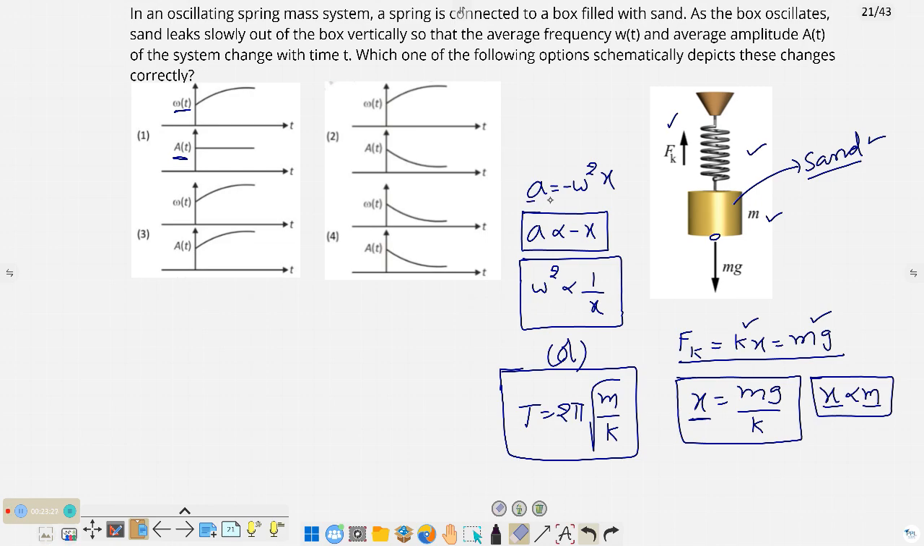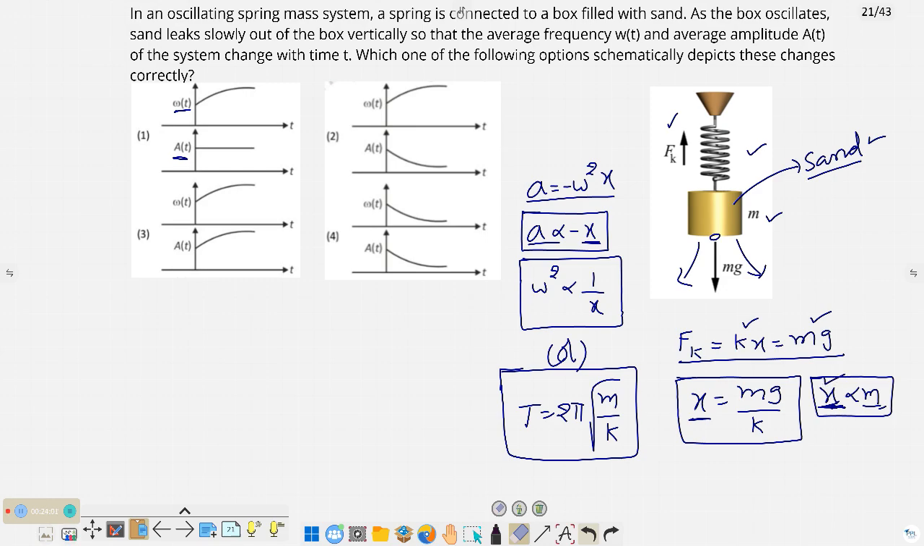According to our concept of oscillation, while oscillating, acceleration is proportional and opposite to displacement, right? Here, as the sand is pouring out, the mass is decreasing, and automatically the x value also decreases. As the x value decreases, the acceleration also decreases. In this case, as the acceleration decreases, the amplitude of oscillation also decreases, because x depends on amplitude, so amplitude also decreases. So mass decreases, amplitude decreases.